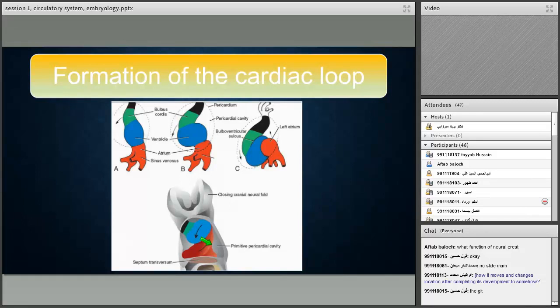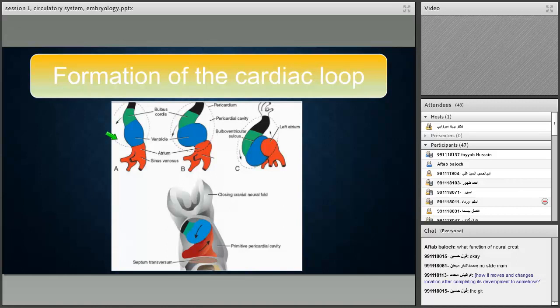The cephalic portion of the tube bends ventrally. This is the cephalic portion of the heart tube. Listen, this part is so important. This part is bending ventrally, caudally, and to the right side.